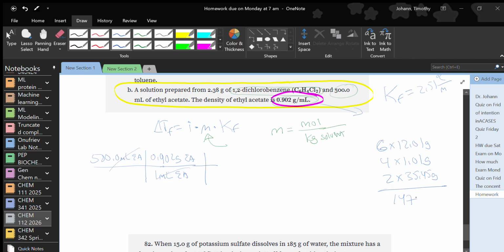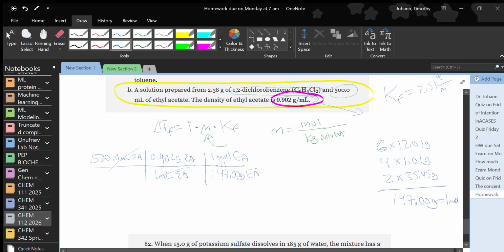All right, so we've got 147 grams. I feel like I should have that many sig figs, since we were doing an adding sort of thing, equals 1 mole, right? So over here I say 147.00 grams is equal to 1 mole. And it's ethyl acetate again, both cases. Grams goes with the grams, and now I'm ready. I'm going to get moles out.